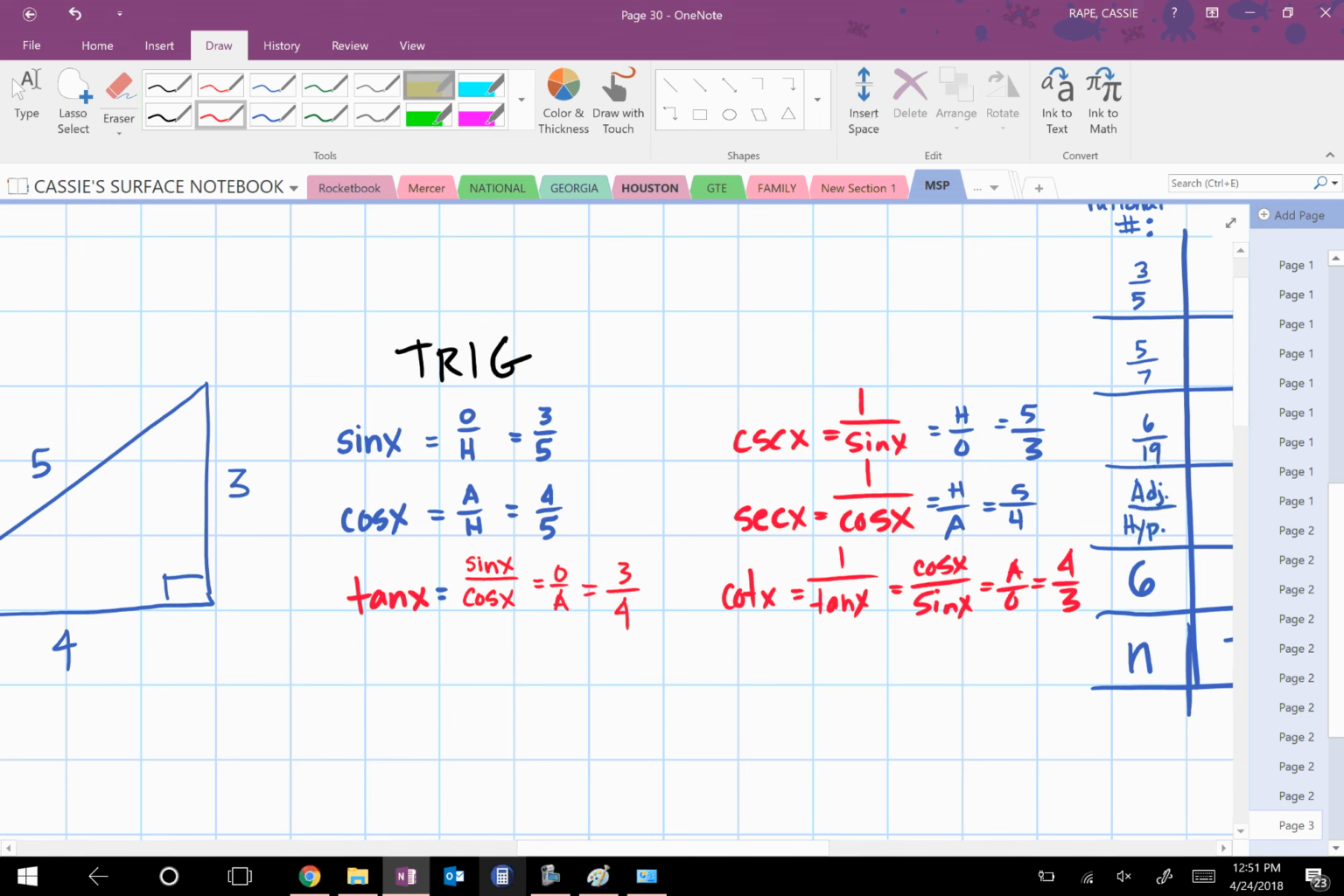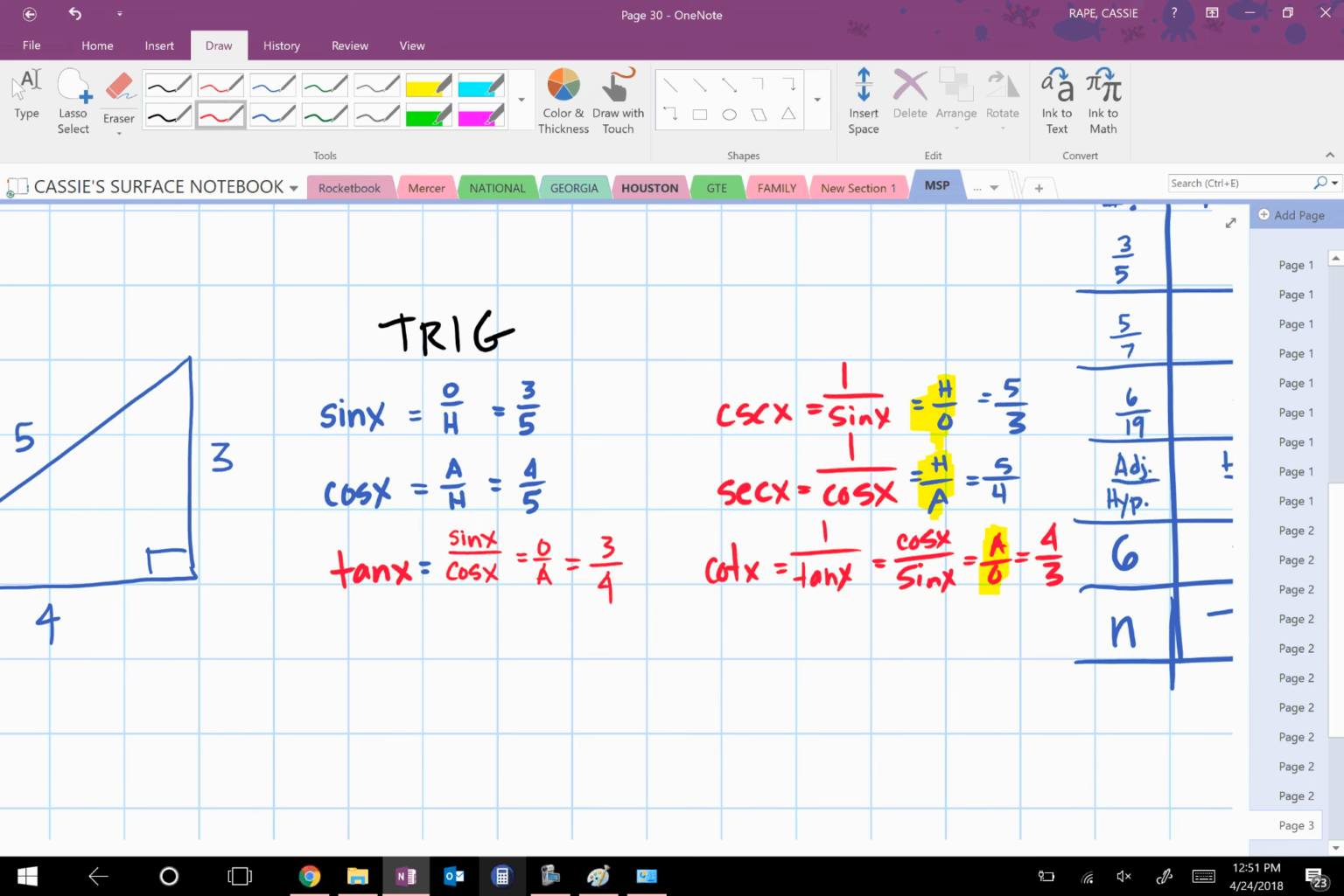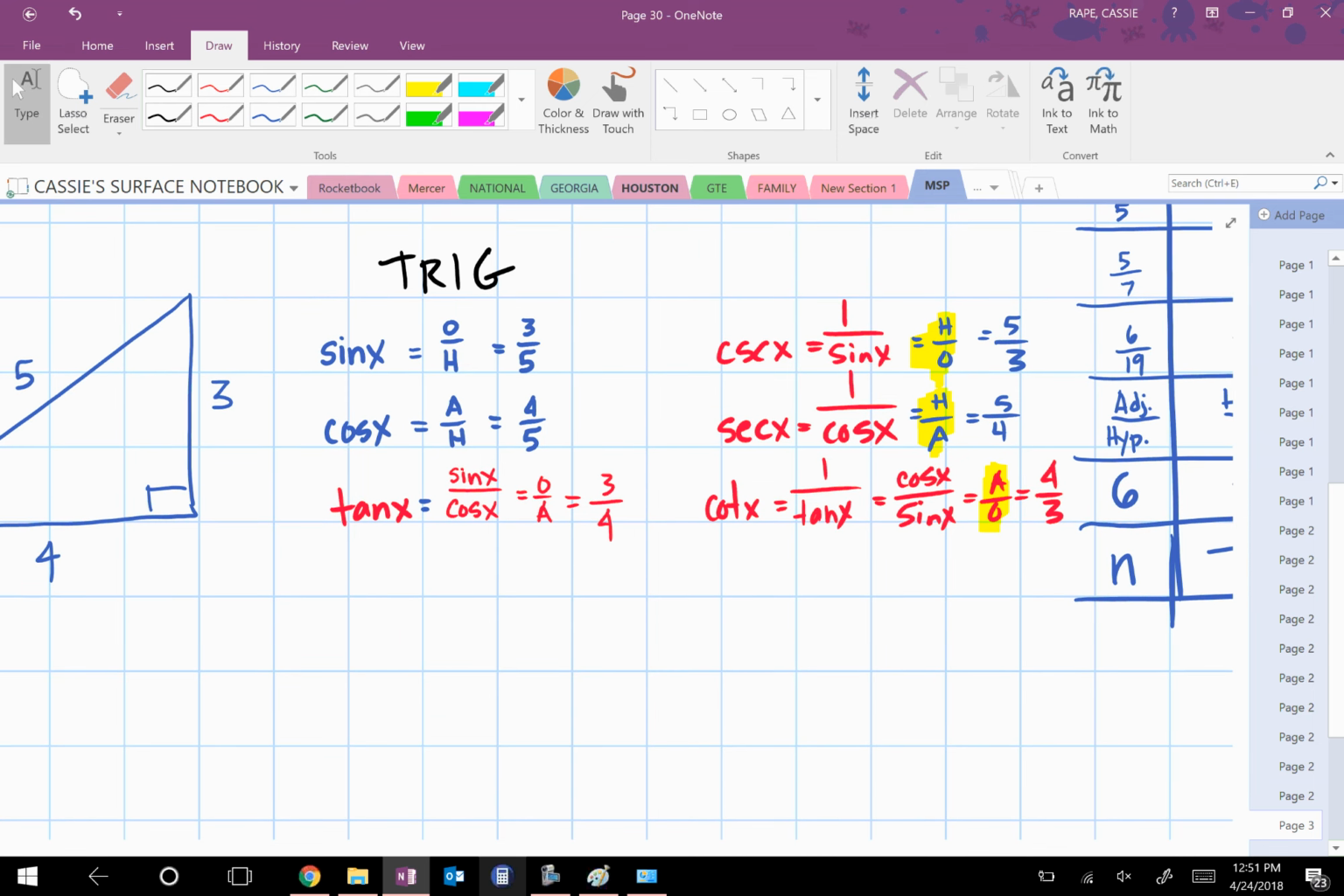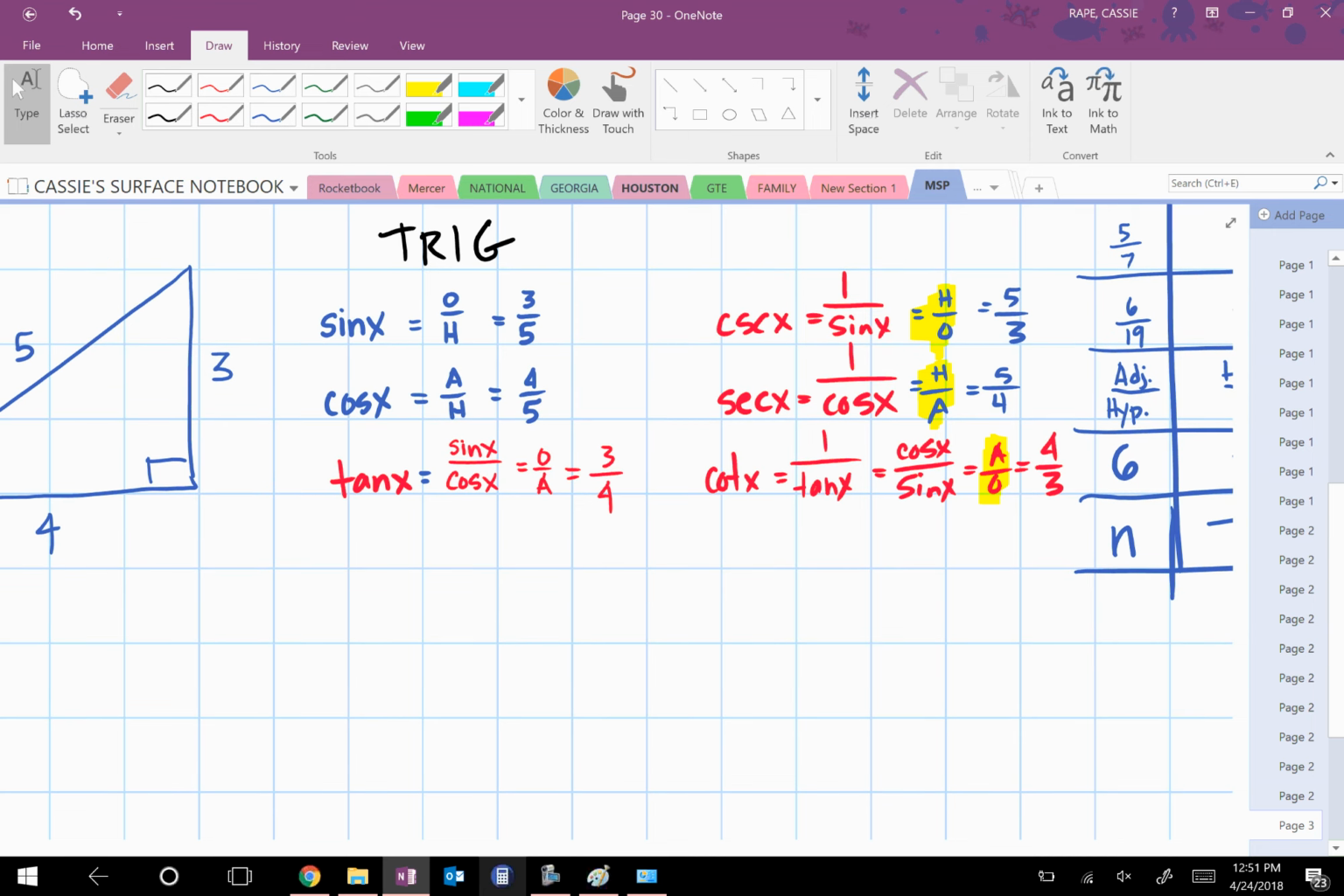Just know that 1 over a fraction is the reciprocal of that, and that's how you can figure those out. Okay? Now, I want to tell you, too, that you can square all of these identities. The sine of x can be squared, and this is how they write it. The sine of x, that quantity squared, for some reason, they always write it like this.